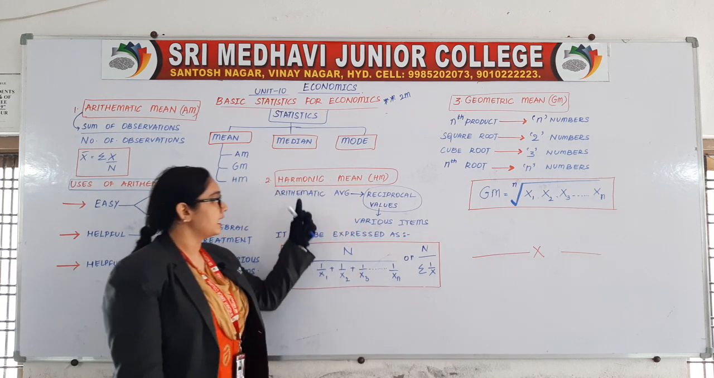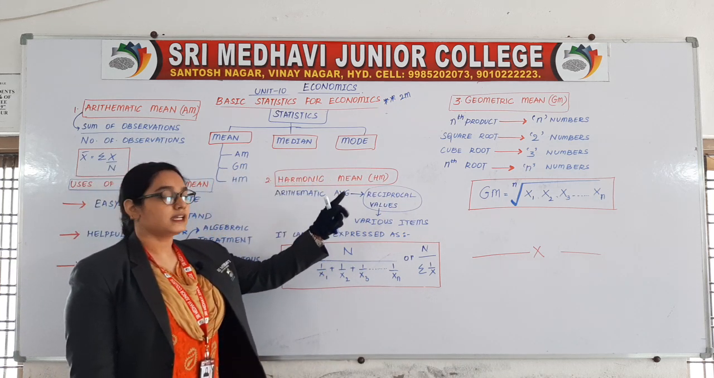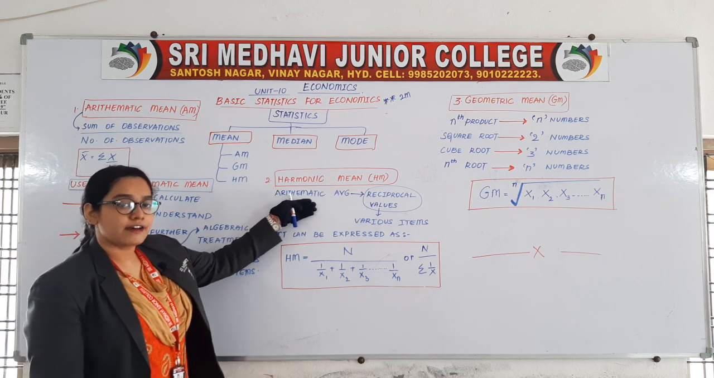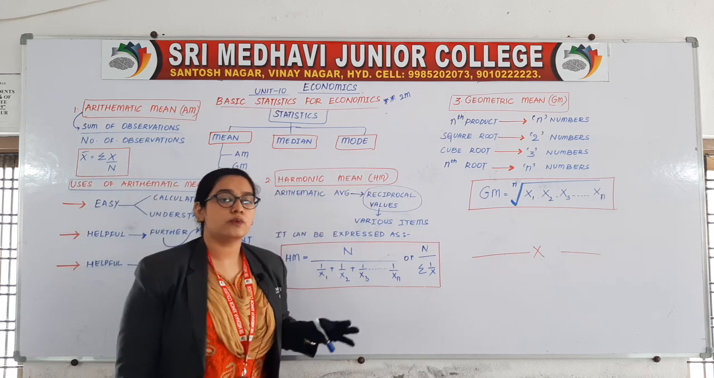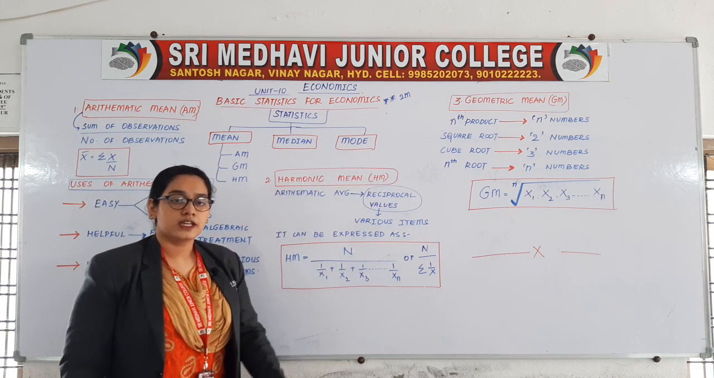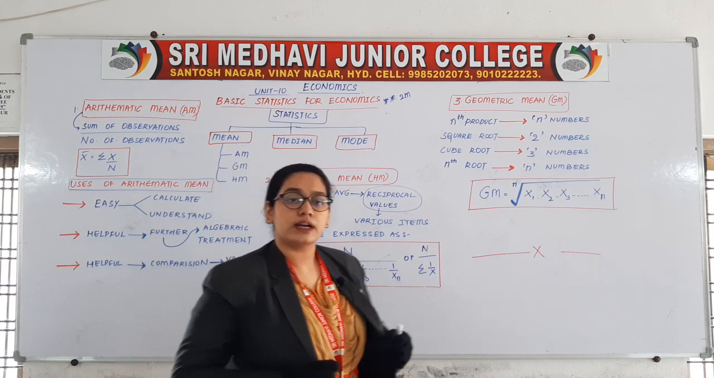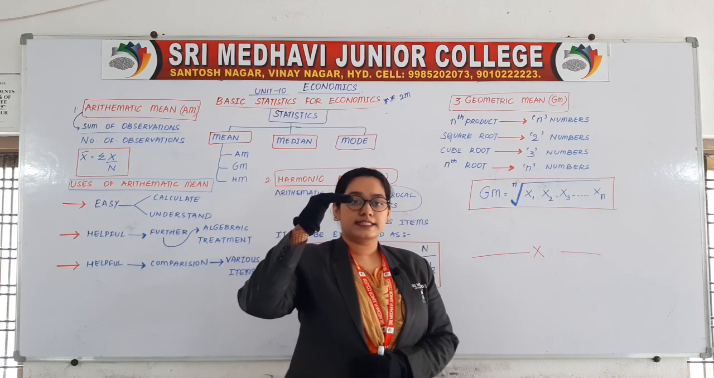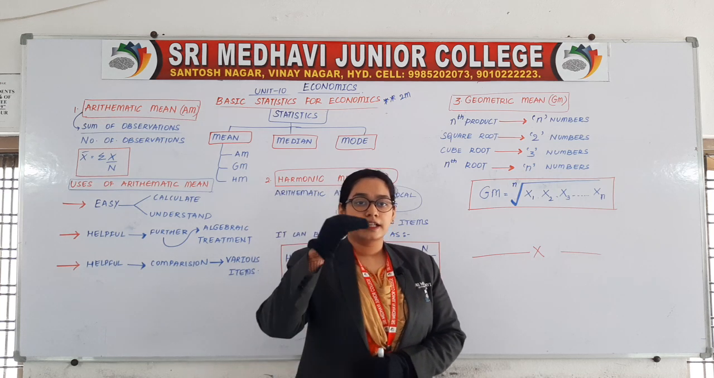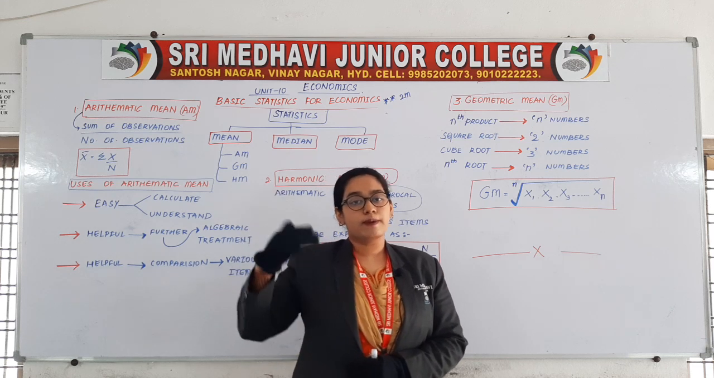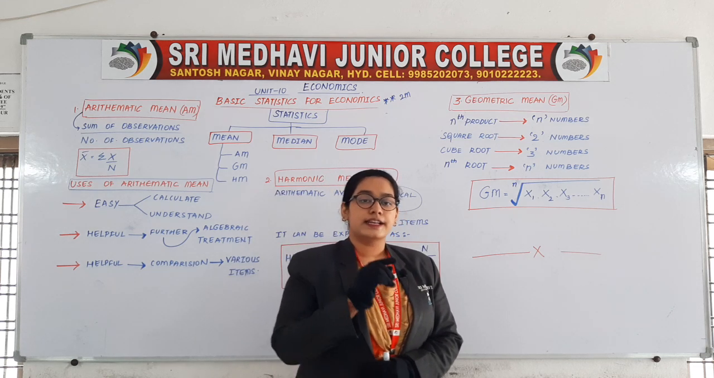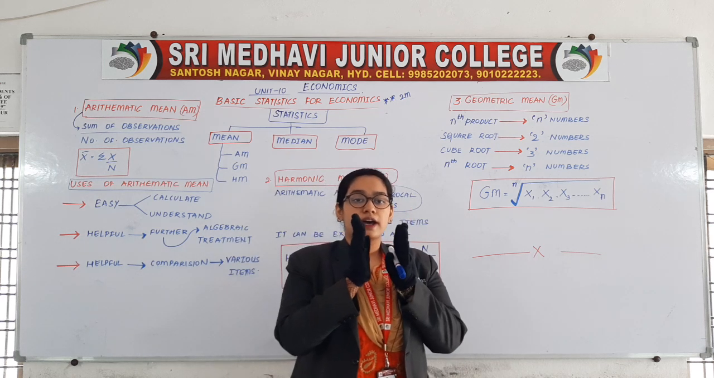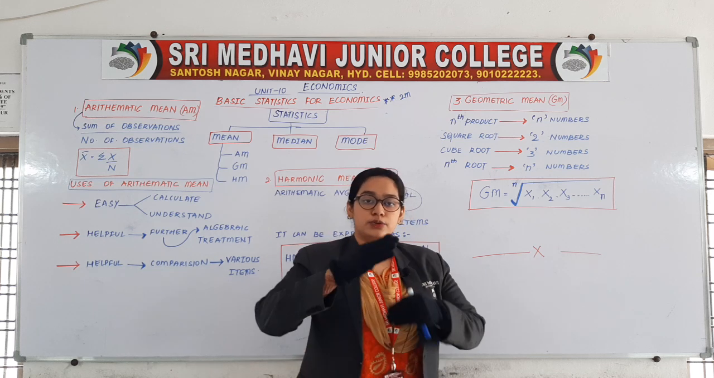Next come to the second point, that is harmonic mean, denoted by HM. So what is harmonic mean? The arithmetic average of reciprocal values of various items. Now what is the meaning of reciprocal? Reciprocal means, for example, if I say 3 by 4, the reciprocal of 3 by 4 is 4 by 3, alright. Reciprocal of 2 by 9 is 9 by 2. Whatever you are having, you need to do the opposite of that.